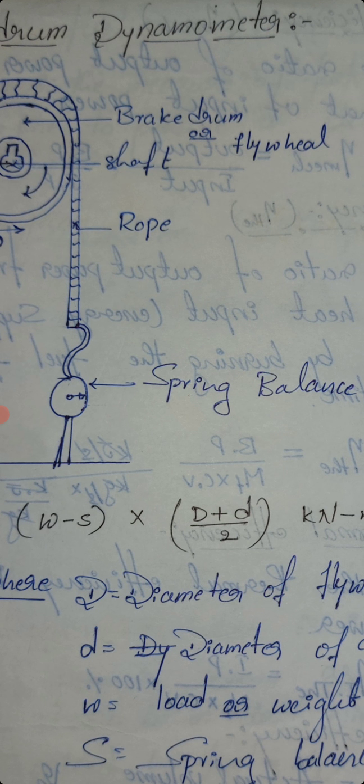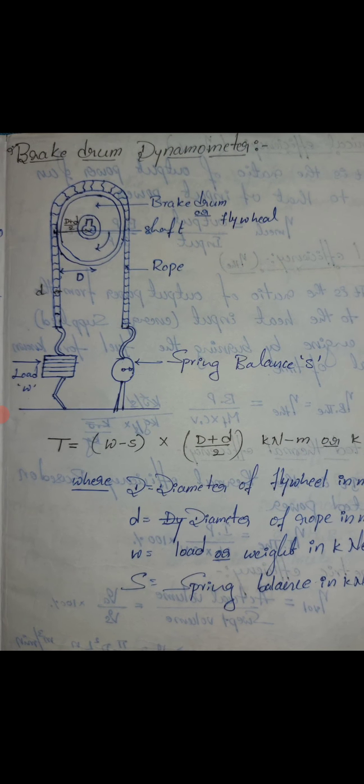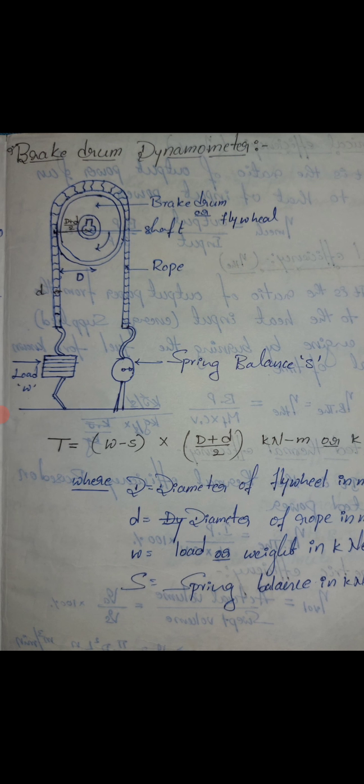How do we calculate the torque? Torque is nothing but force into perpendicular distance. The force we are applying here is the load, calculated as a force in newtons. In the bracket it is written as W minus S, that is the force. W is the load, and S is the spring balance reading, which is tied on the other side of the brake drum. So W minus S gives the net load applied on the brake drum.